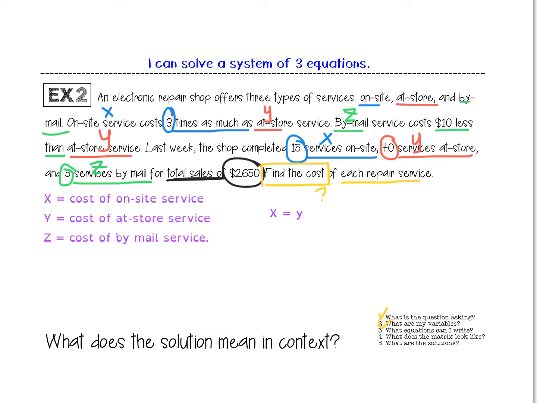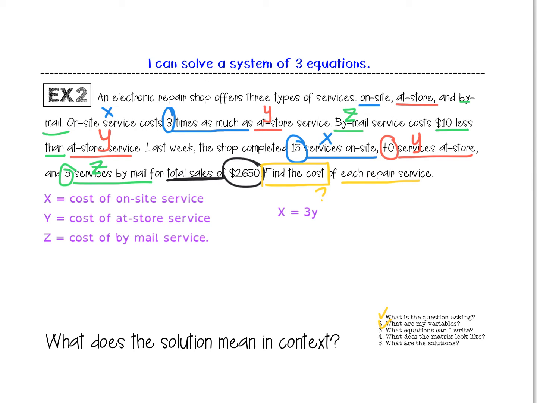So I'm going to start with setting them equal. On-site equals at-store. I know that the on-site is worth more, so in order for them to be equal, I need to take that y and multiply it by 3. So the first equation that's going to represent this sentence, on-site is 3 times as much as at-store, is going to be x equals 3y.